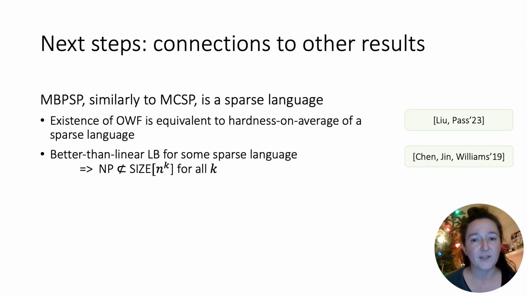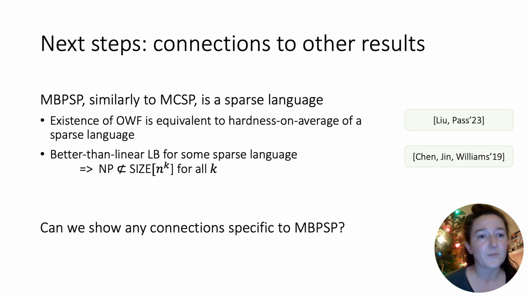We also would like to understand better if there are any connections of hardness of MBPSP to other areas, to other structural complexity results. For example, MBPSP, similarly to MCSP, is a sparse language. And there are already results focusing specifically on sparse languages. But are there any results specific to minimization of branching programs? Maybe some connections with streaming algorithms or something else? It would be cool to know.